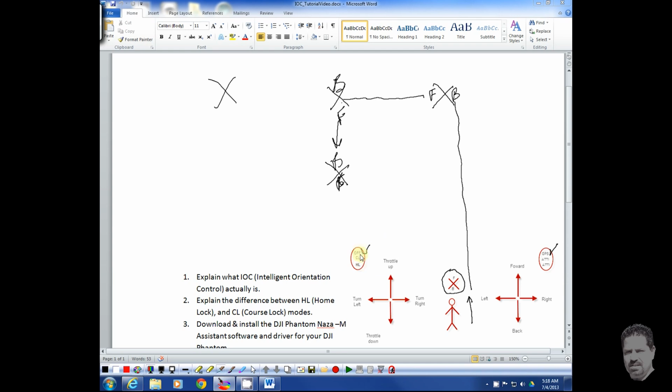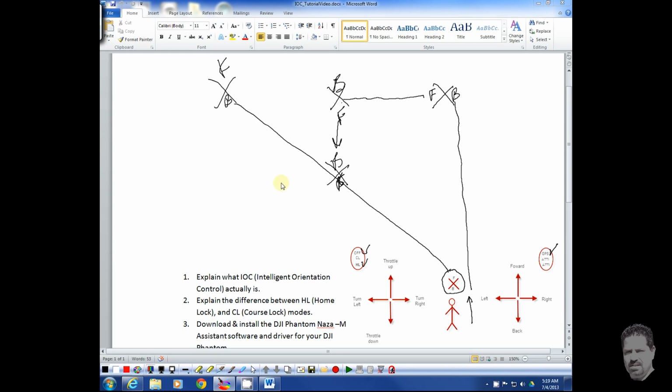So what I'm going to do is switch my IOC toggle from off to home lock. And then when I switch it to home lock, I'm going to pull back on my throttle. What this does is it's going to say, okay, what you want me to do is go back home, because back is going to be home. So wherever this is, whichever way it's pointing, forward could be here and backward could be going this way. Now when I put back, it's going to go straight to its home point. It's going to do a beeline right to the home point, regardless of which way it's facing. That's home lock.